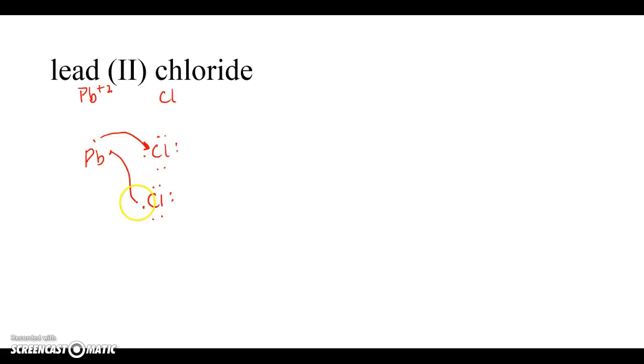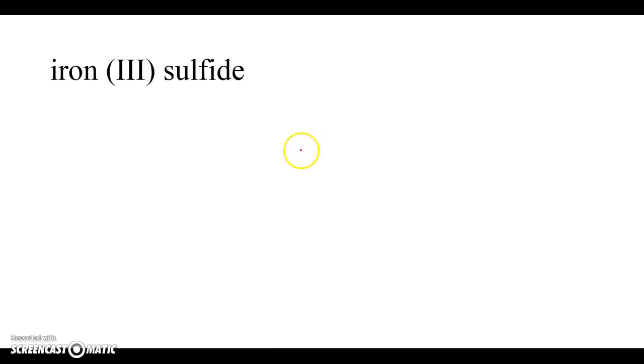And because lead still wants to donate one electron, this chlorine will take on that electron and both have full valence shells. So lead 2 chloride would be written as PbCl2. Don't fall into the trap, which a lot of students do, where you say Pb2Cl because you're thinking that the 2 tells you how many atoms there are. That is not the case. It simply tells you the charge. So this chemical formula would be PbCl2.